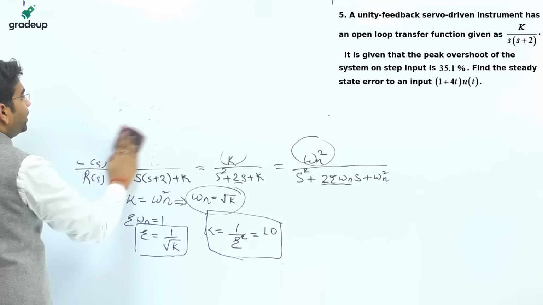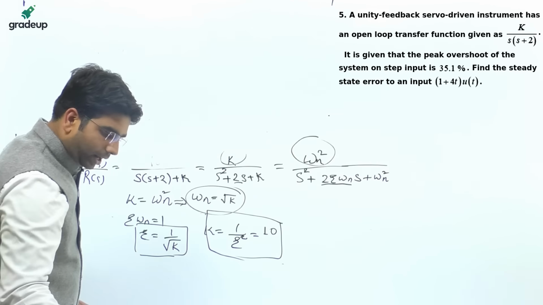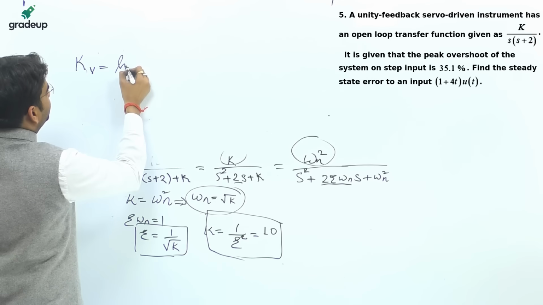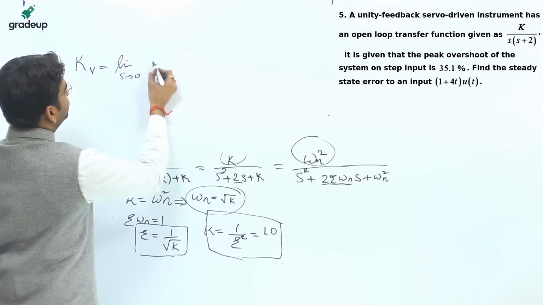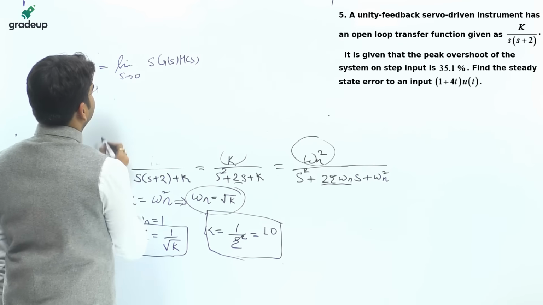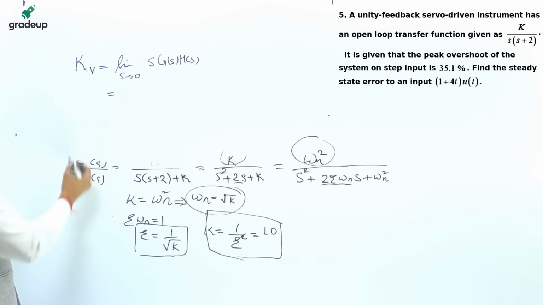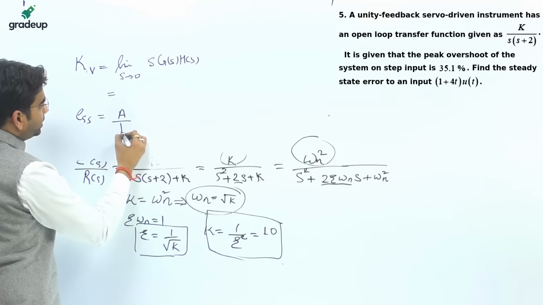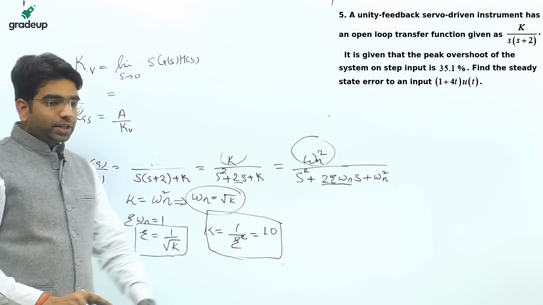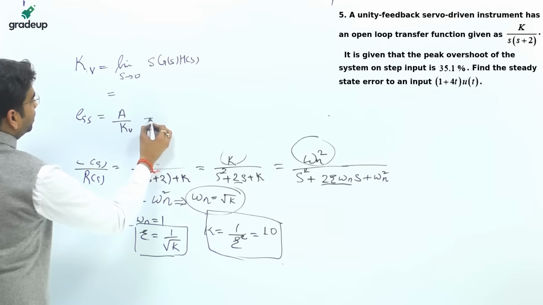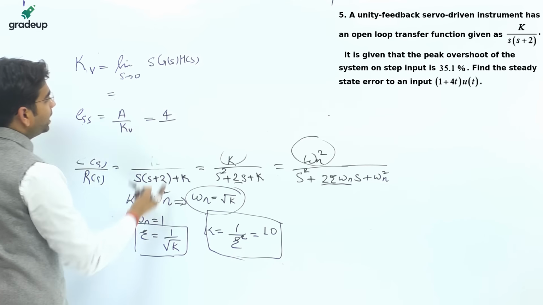Okay, and the very next step you can do is calculate Kv, that is calculation of coefficients. Kv is equal to limit s tends to 0 of s G(s) H(s). Okay, and going this way, ess will be A by Kv. Why did I say A? Because in the answer it is given as 4u(t), it is not a unit ramp, so it will be 4 by the Kv value.